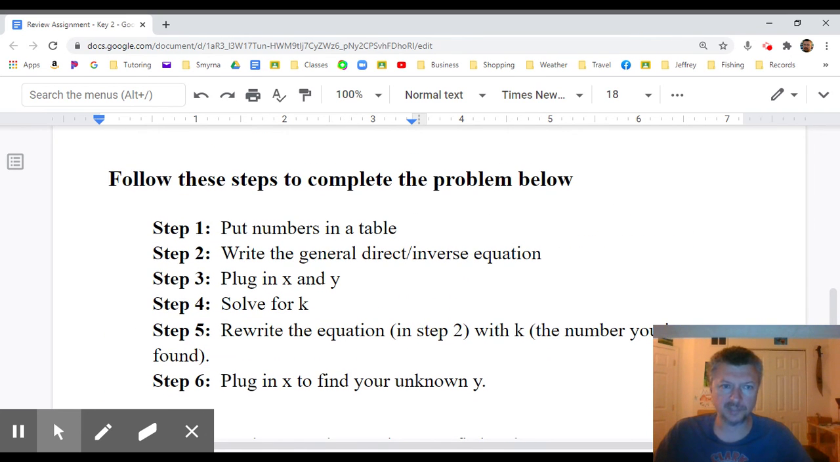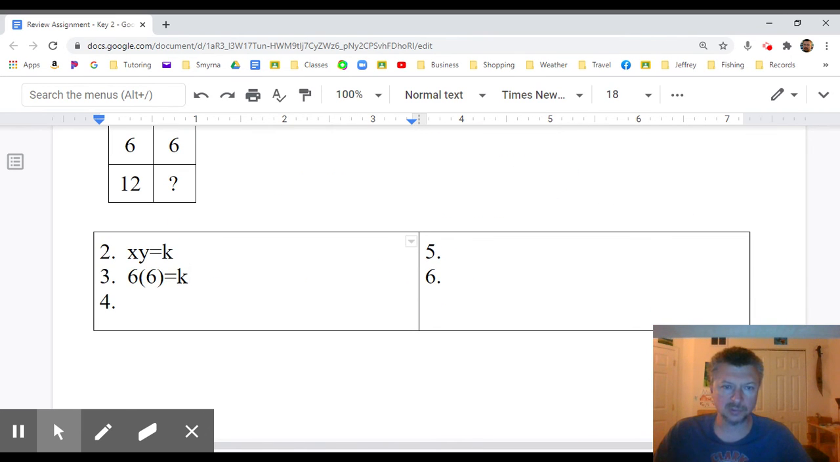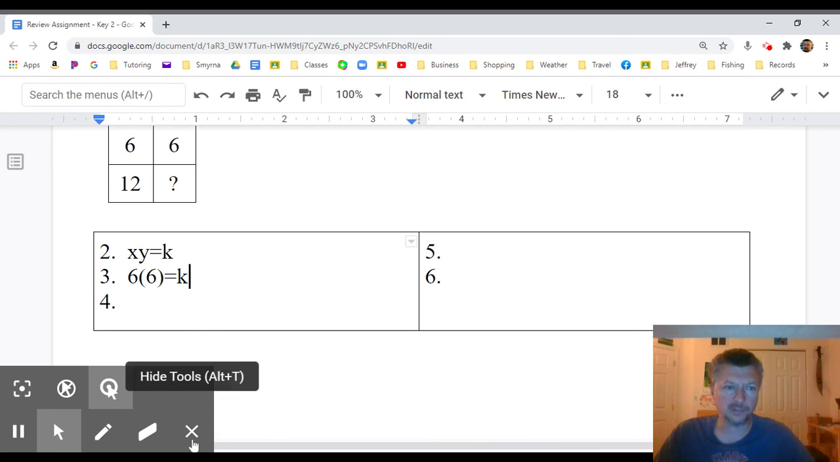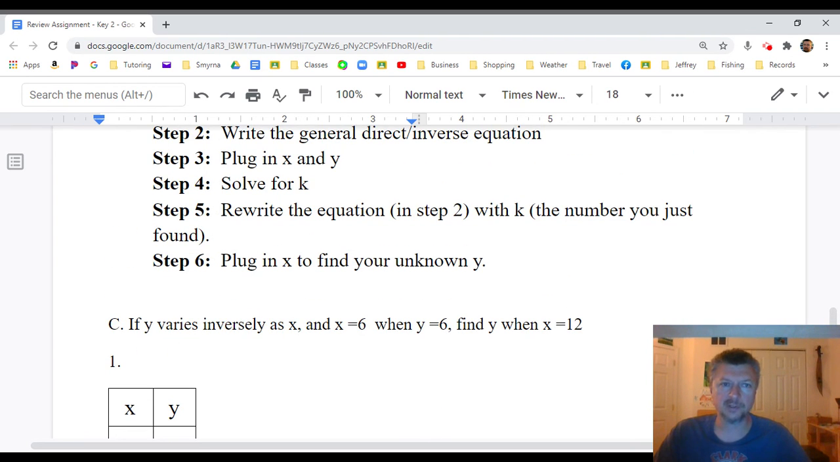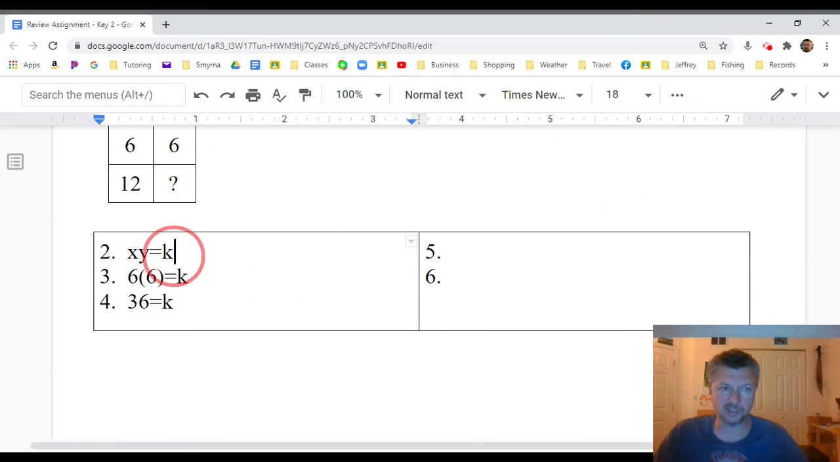Number 4, solve for k. Okay, so what's 6 times 6? 36 equals k. So we know that k is 36. Okay. Number 5, rewrite the equation in step 2 with k. So here's step 2. That's the equation. K is 36. So put that right there.